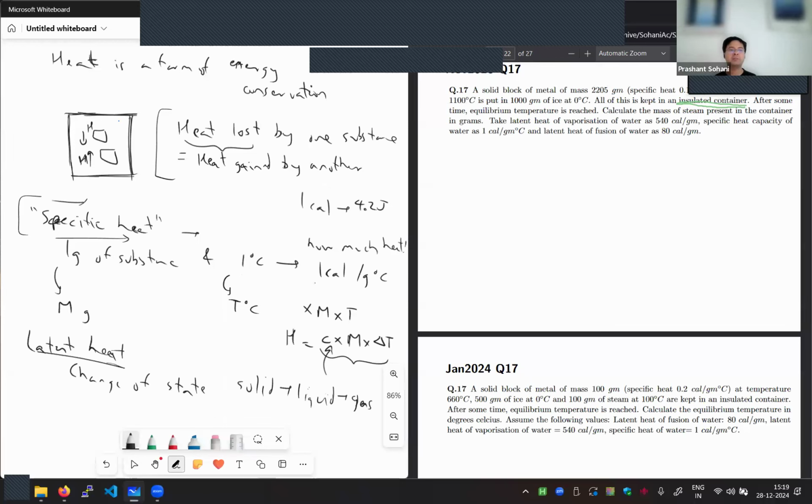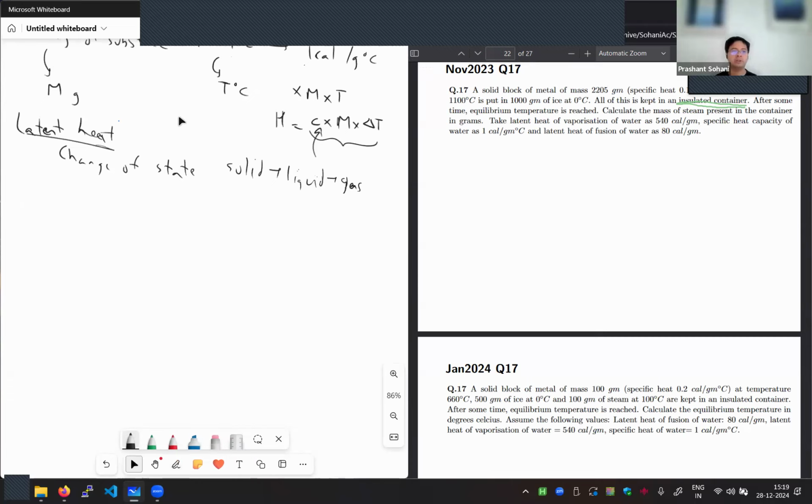So, specific heat is about when there is no change of state. When a liquid remains a liquid, but you still have to give it some heat to heat that liquid. That is specific heat. And latent heat is the heat required when the temperature is not changing.